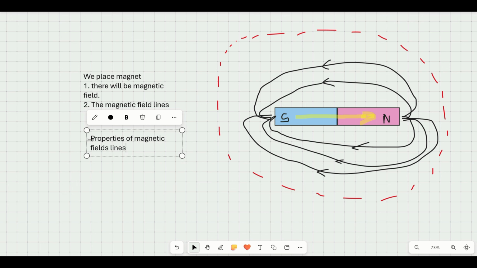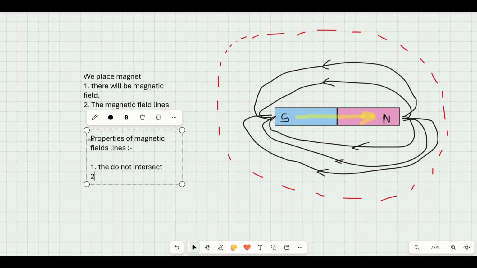So first is that they do not intersect. We will come to why, but first let's just write the properties.